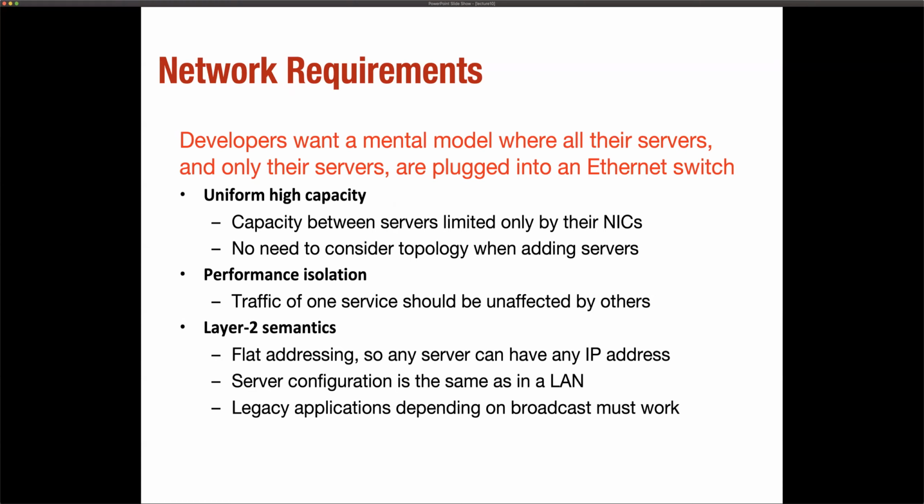So in other words, the requirements can be categorized into three divisions. One is that we want a uniform high capacity, that the capacity between the servers should only be limited by their NICs, not the network, right? So the network should not be the bottleneck for these servers. At whatever rate they can send the traffic out, they should be able to do that, and they should not be limited by the network in terms of the rate at which they can exchange traffic with the other servers.